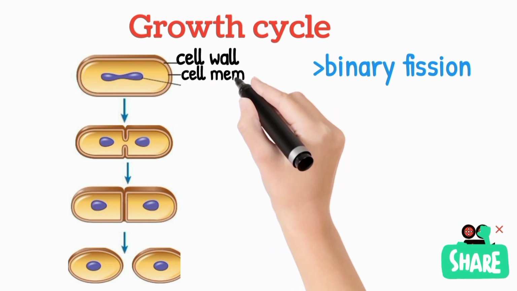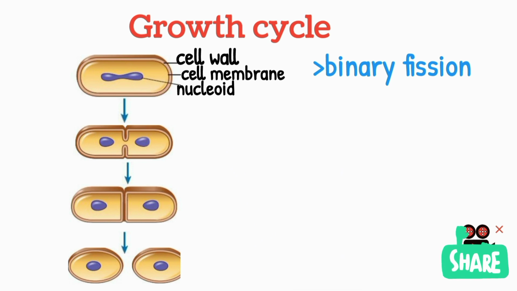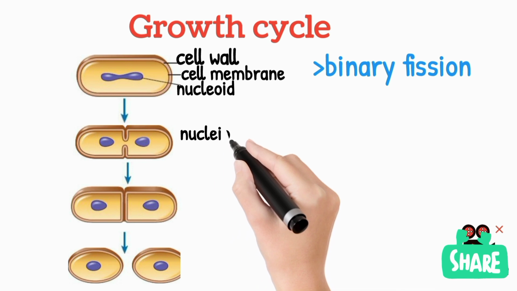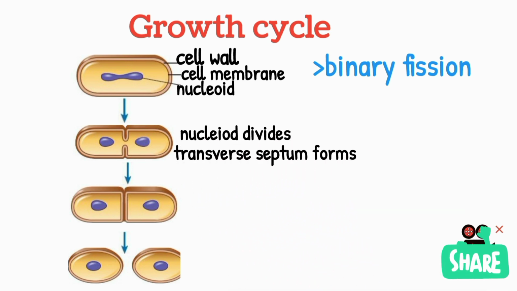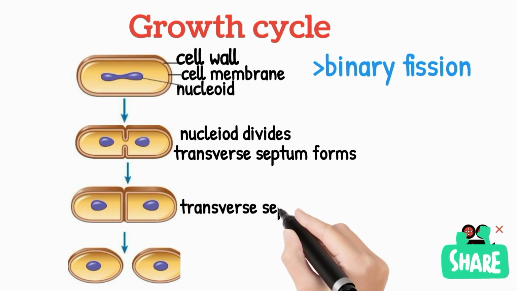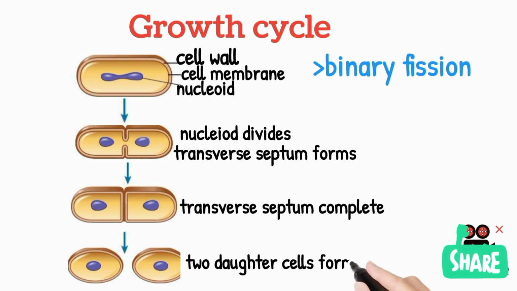You can see here the cell having a cell wall, a cell membrane, and this is the elongated nucleoid. In the next step, this elongated nucleoid will divide and the transverse septum is formed from the cell membrane and cell wall invagination. In the next step, the transverse septum completely divides the cell and then you have the two daughter cells from the one cell. This is the binary fission process whereby one bacterium has given rise to two daughter cells.